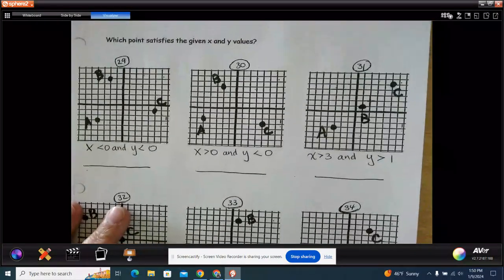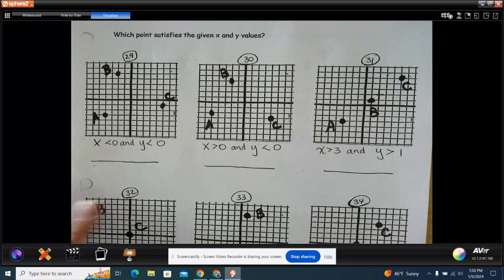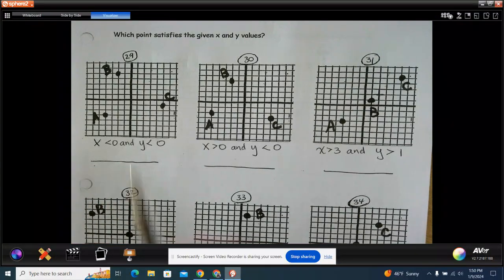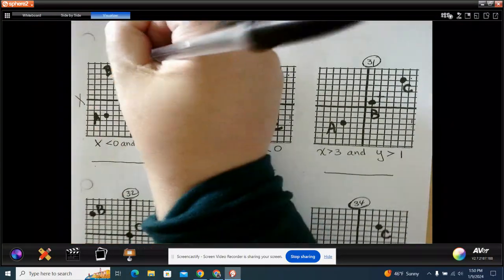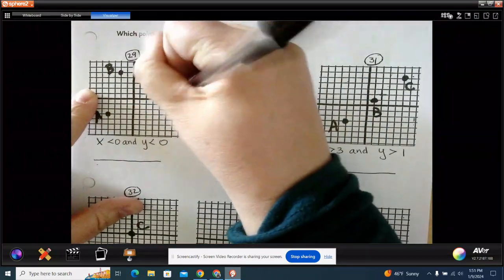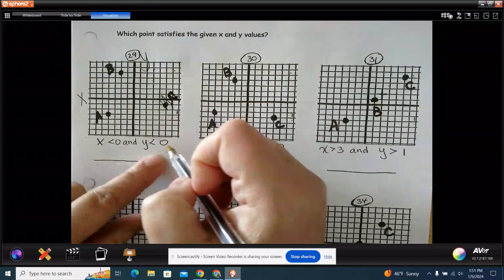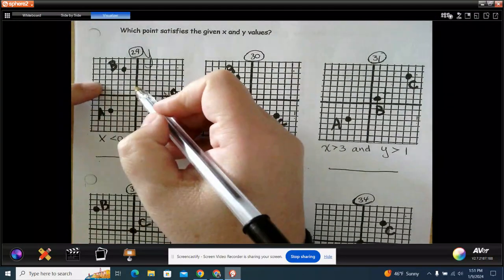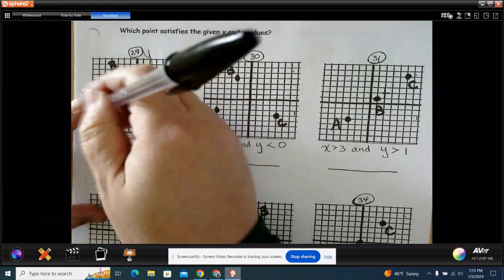Which point satisfies the given x and y values? So it says x is less than 0. Looking at my x-axis, the numbers that are less than 0, or negative, so it can't be C. And then I want my y to be less than 0, so what would be less than 0 is going to be A.